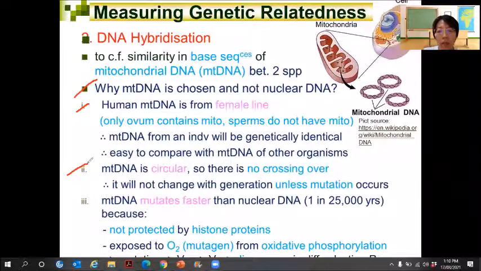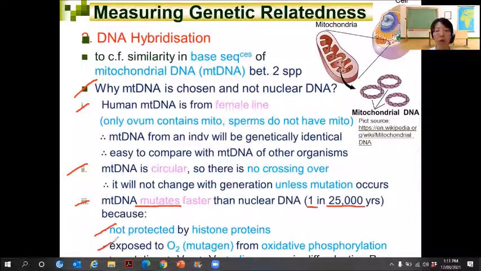All right. So the only thing that will lead to changes in the genetic makeup is, of course, mutation. Okay. It is said that the mutation in the mitochondrial DNA is quite constant, and it mutates faster than the nuclear DNA. That means the rate of mutation is 1 in 25,000 years for nuclear DNA. So it's very, very slow, right? Whereas for mitochondrial DNA it is faster because this circular DNA from bacteria has no histone protein around it. So they're not protected by histone protein.